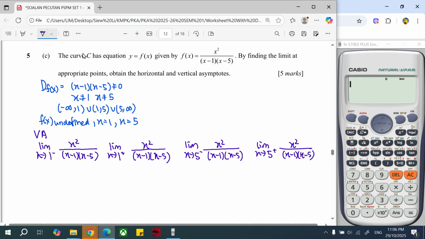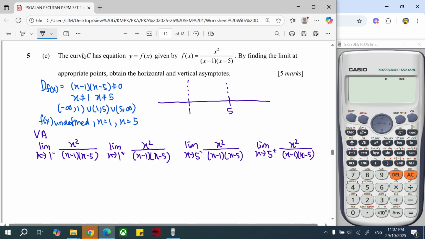Alright, so from the domain here, you will know that your interval is negative infinity until 1, 1 until 5, 5 until infinity, and that will be your graph. So we want to see when x approaches 1 from the left, 1 from the right, 5 from the left and 5 from the right, what happens to your graph at the points which are undefined for your function. Your function is undefined at x equals 1 and x equals 5.